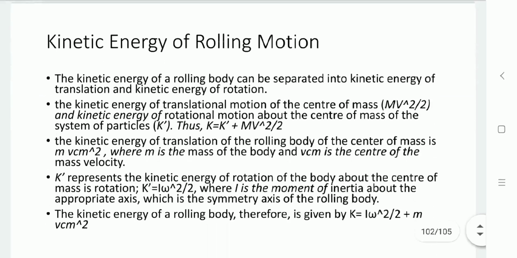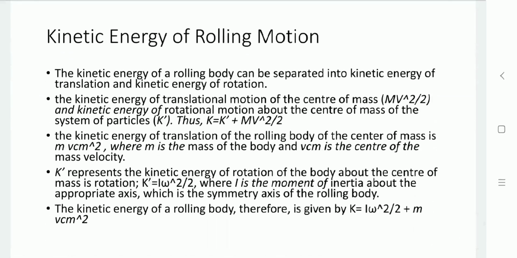Now the kinetic energy of rolling motion. This can be separated into translation and rotation. The kinetic energy of translation is 1/2 m v square, and due to the rotation the kinetic energy is K dash. So K equals K dash plus 1/2 m v square. K dash is the kinetic energy due to rotation, 1/2 I omega square. So K equals 1/2 I omega square plus 1/2 m vcm square.